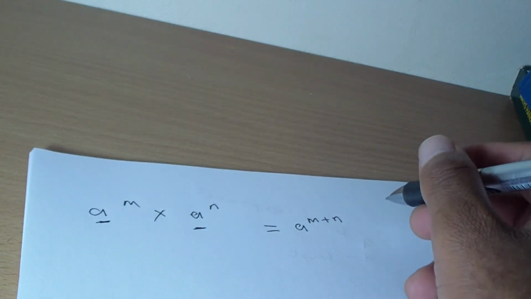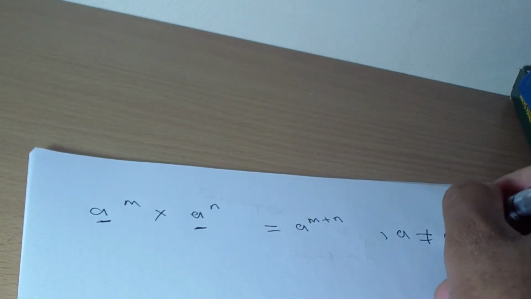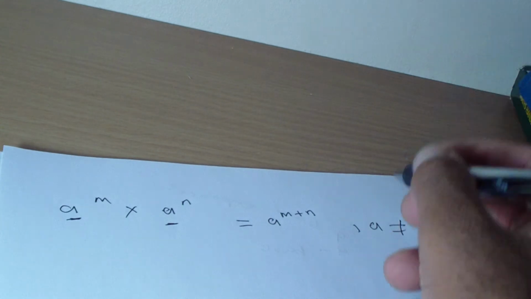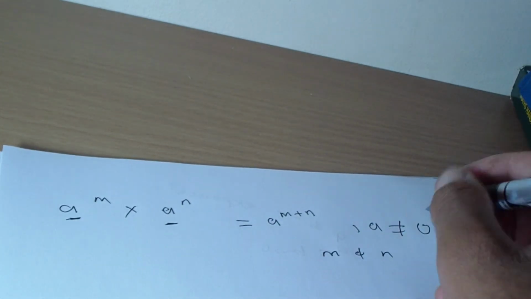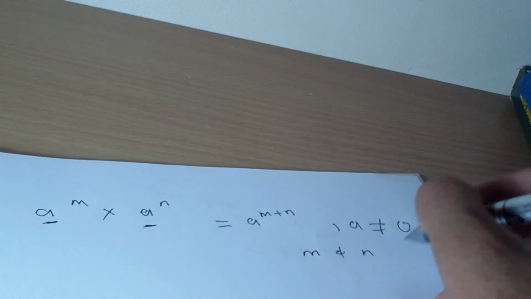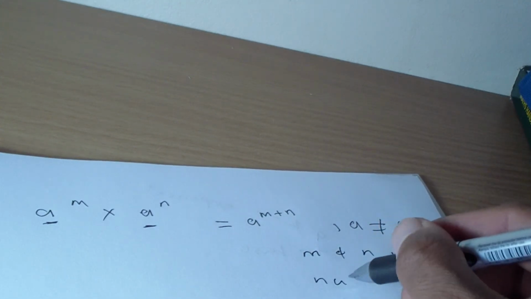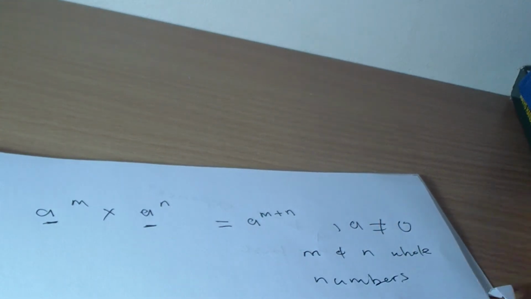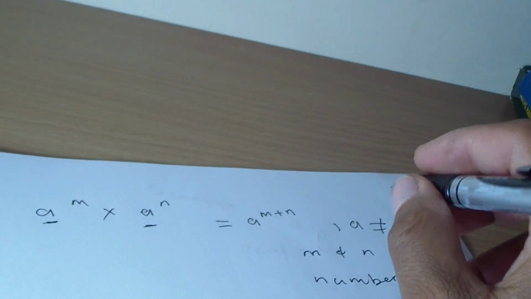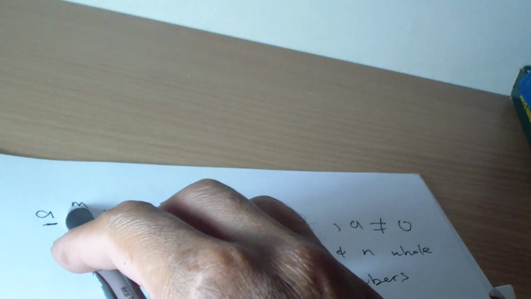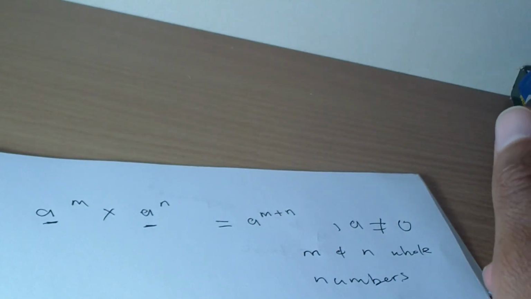Things to note here: a is still not equal to 0. Remember that m and n are also whole numbers. Note that the base of m and n is the same, which is a and a in that case.